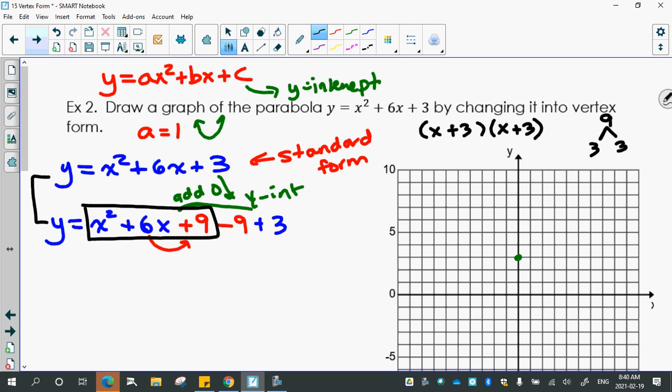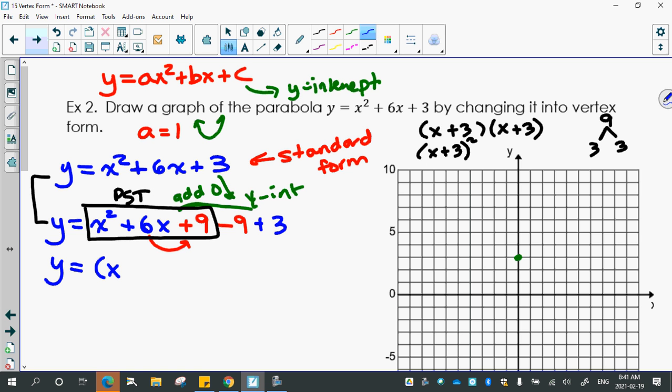Another way of writing x plus 3 times x plus 3 is x plus 3 to the power of 2. Now, the process of taking half of 6 and squaring it ensures that this is always going to be a perfect square trinomial. So we put the number there that makes this a perfect square trinomial. So if I factor those first 3 that are in the box, I'm going to get x.